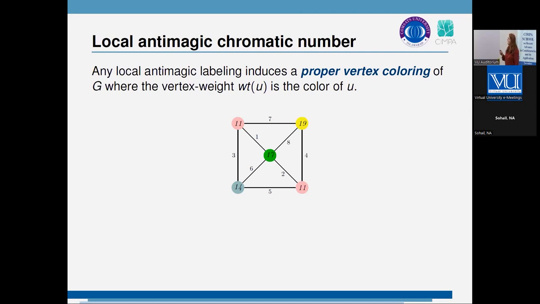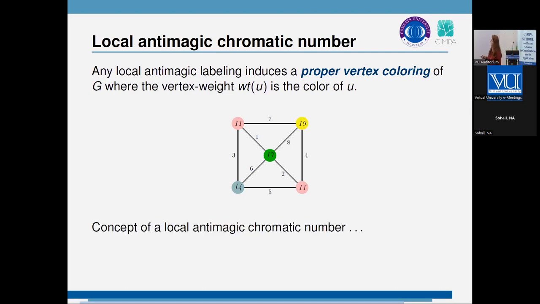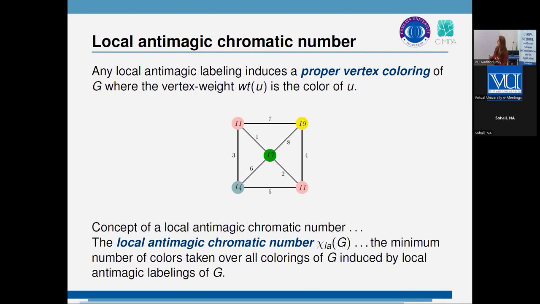Okay, and this leads to the concept of local antimagic chromatic number, because we can ask: what is the minimum number of colors, taken over all such colorings induced by local antimagic labelings? So we would like to get the minimum number of colors, in other words, the minimum number of weights corresponding to the local antimagic coloring. So here the local antimagic chromatic number of this graph is at most four, because we have a construction for this graph and can find such a labeling.